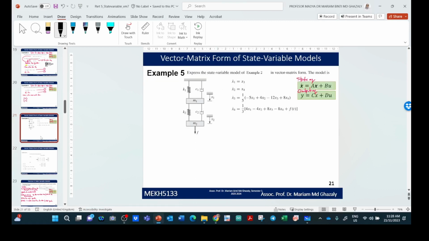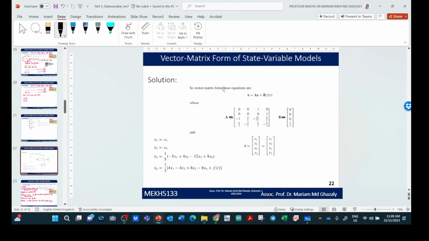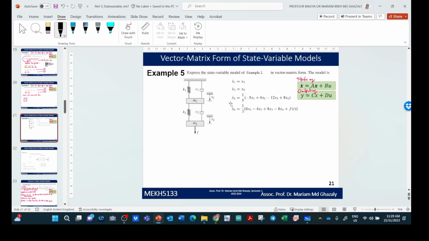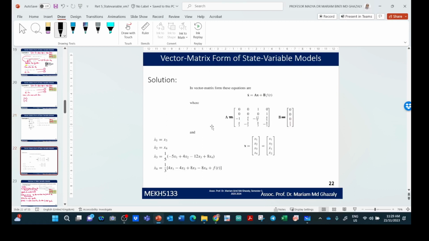Okay, so I think this is kind of easy because it's already given to you. You can actually do that by separating out according to the input variable. So you have A in this term, B you have this value, and X you define as this value. Okay, so try to do it at home and then express it in the state variable form. Okay, this one is a solution.